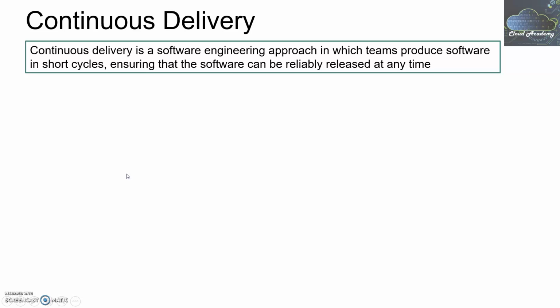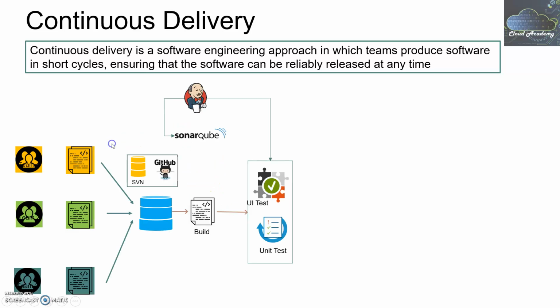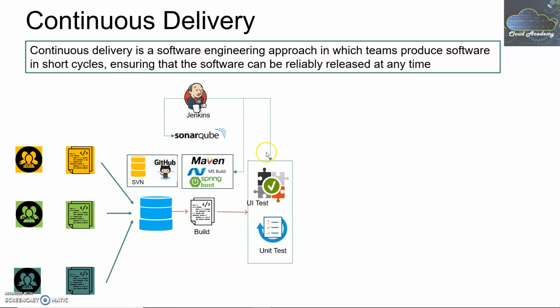Continuous delivery is a software engineering approach in which teams produce software in short cycles, ensuring that the software can be reliably released at any time. So it is just an approach in which teams produce software in short cycles, like 2 or 3 weeks, ensuring that the software can be readily released at any time. I already mentioned continuous integration in my other video, so please go through that. After this continuous integration process, the build will be moved to the QA team.